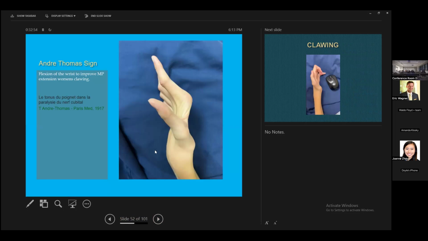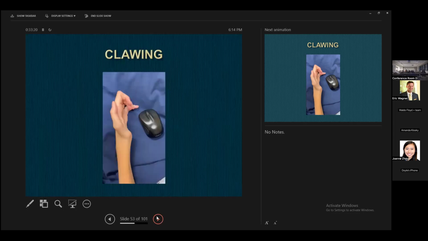Okay, here's another sign for intrinsic paralysis, the Andre Thomas sign. Okay, this is from 1917 French literature, and it's flexion of the wrist to improve digital MP extension that actually worsens clawing, but it's a subconscious effort that you'll see patients with bad intrinsic paralysis do. Okay, so clawing.